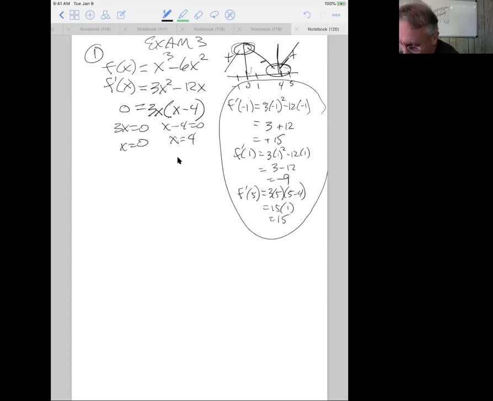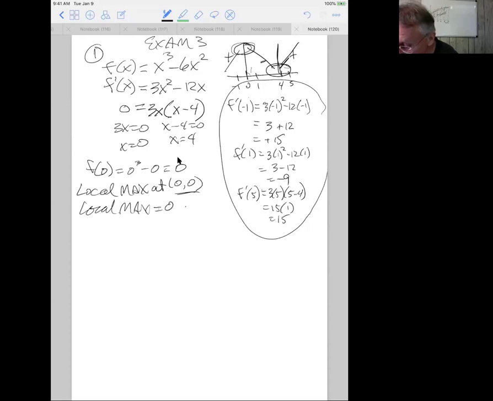Therefore, we plug in 0. Now we've got to figure out the value of it, so we give the coordinate. We've got to plug that back into the original function. So we get 0 cubed minus 0, which is 0. So the first one is (0, 0), and that's a local max at (0, 0). Another way to write it is local max equals 0 at x equals 0.